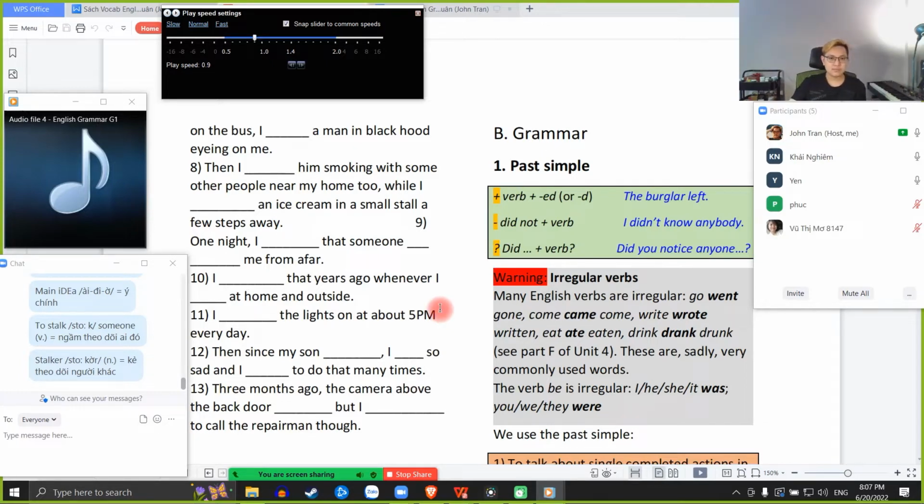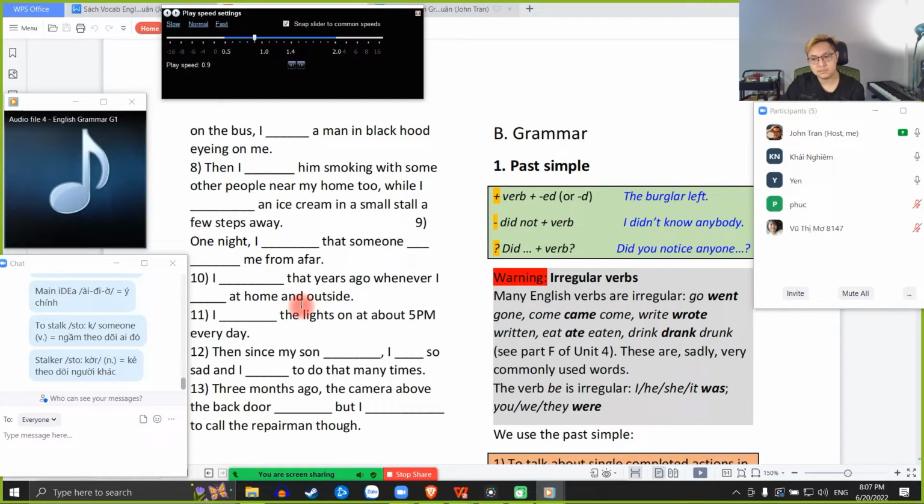The footage might help us identify the thief. Do you usually lock both the gate, the front door and the back door? I used to do that years ago whenever I was at home and outside, but then I thought it was unnecessary as this area is quite safe. So now I normally just lock both doors but not the gate.